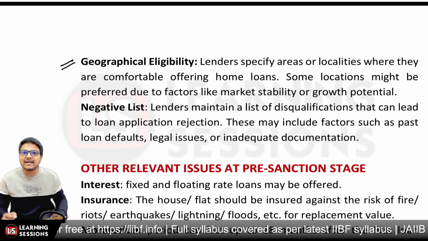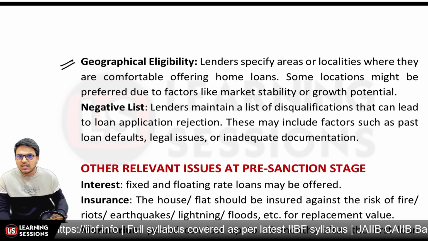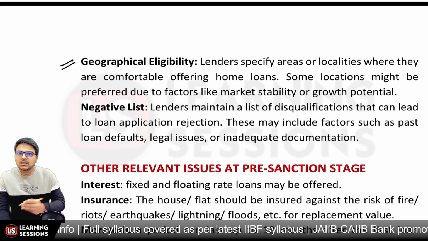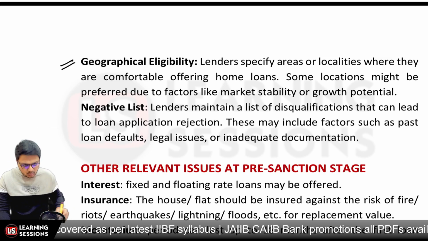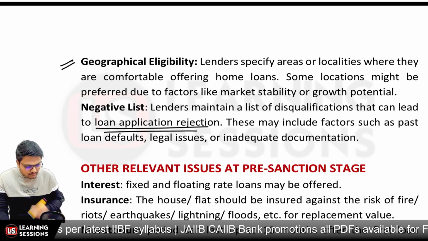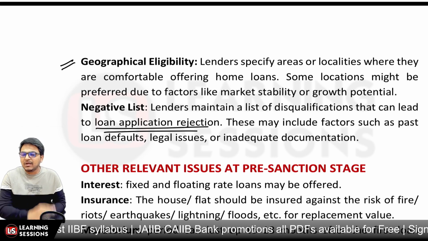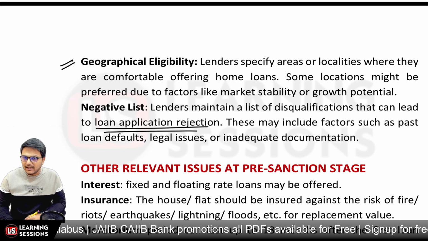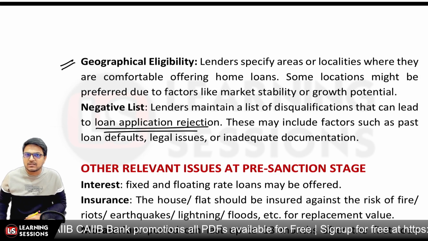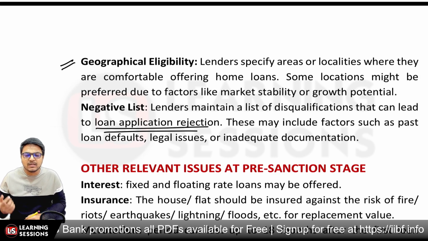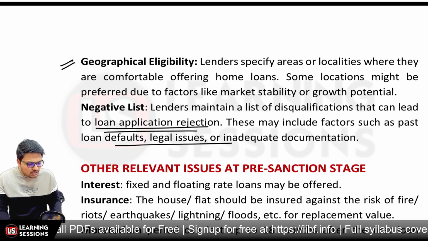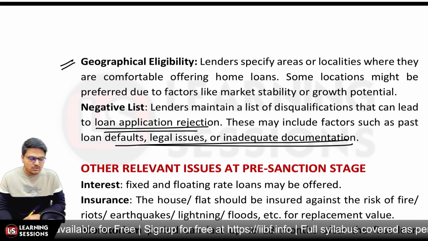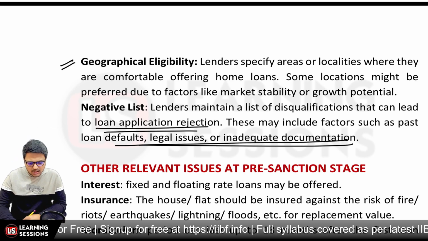And the other one is related to the negative list. Now, what is the negative list? Lenders maintain a list of disqualifications that can lead to loan application rejection. The application can be rejected if the person has made a default in the past, or there is a legal issue, or inadequate documentation. In all those scenarios, the bank is not going to sanction the loan to the person. Okay, now let's move further.